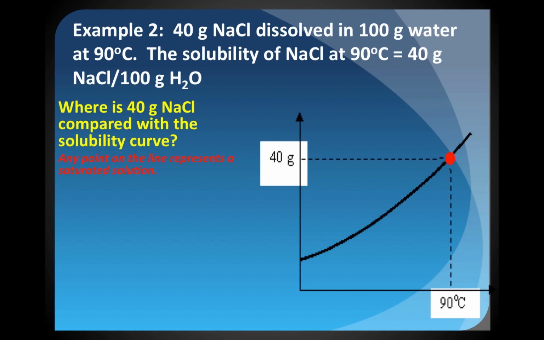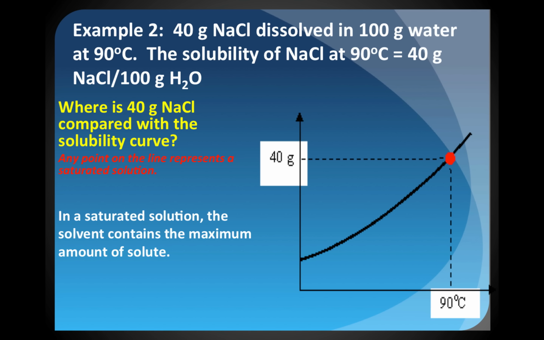This represents a saturated solution. No more can be dissolved in this solution. I have the maximum amount dissolved. In a saturated solution, the solvent contains the maximum amount of solute. Now let's look at example 3.